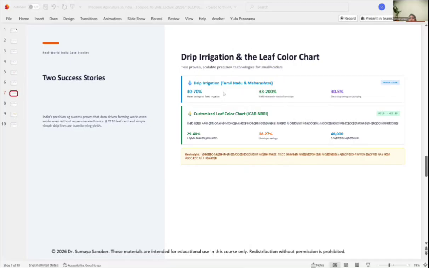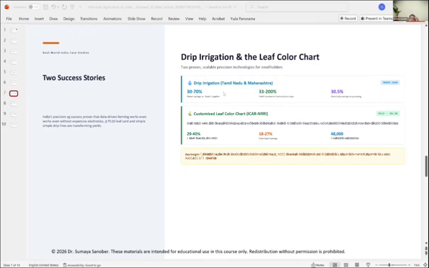Instead of flooding the entire field, drip irrigation sends water directly to the root zone. This can reduce water usage, reduce the pumping cost and improve the crop yield. It is specifically used in areas where the water is limited.